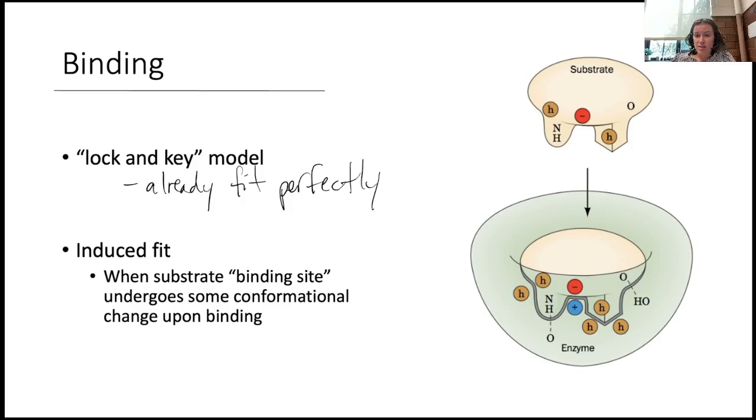In contrast, we have something called the induced fit model, and this does involve some shape change that we'll call conformational change. This is when the substrate binds the enzyme in the binding site and some shape change happens. Maybe the binding site gets a little bit tighter around the substrate, or maybe the substrate bends a little bit.